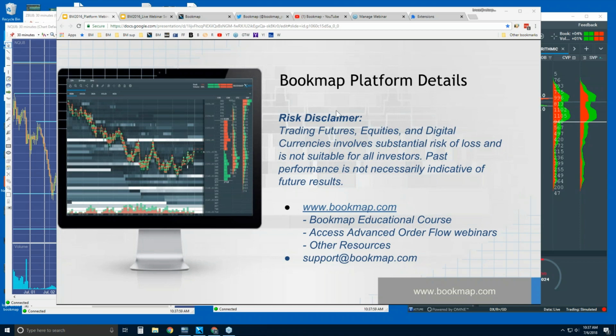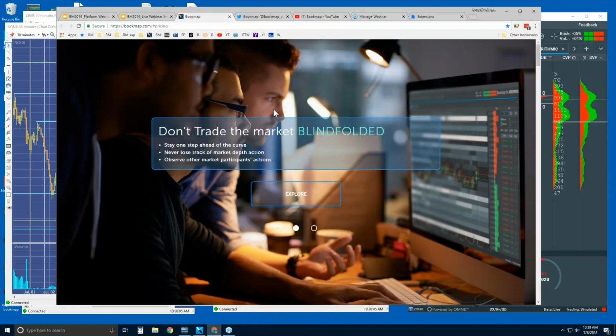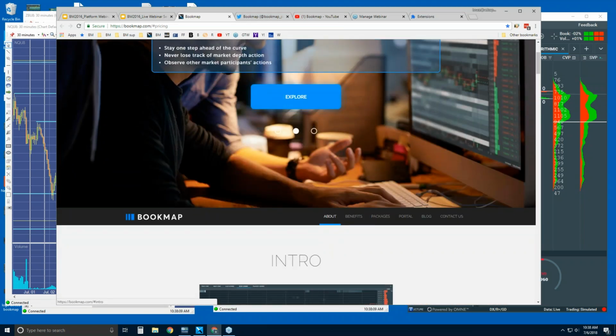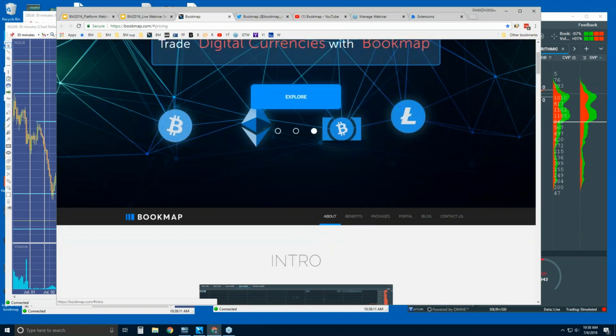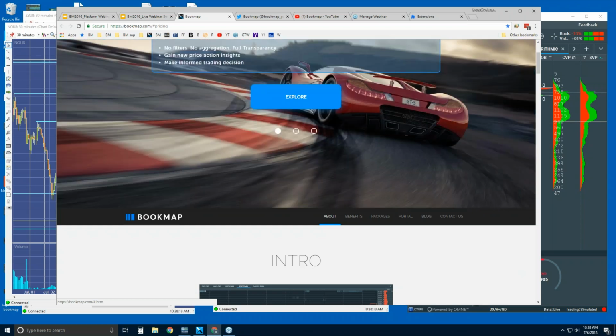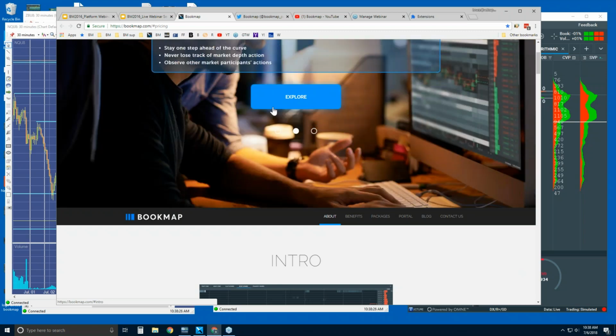All right. So let's go through some of the basics here, and we're going to start off at the website, and we're going to answer 3 questions here. What is Bookmap? How to connect it to the markets, and how to get Bookmap. Those three questions, and then we're going to start looking at the basic interface, define it, and then go through the basic order flow.